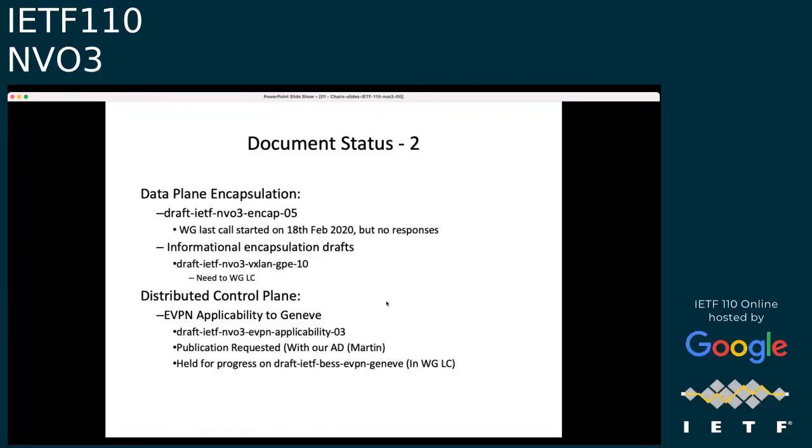We have a draft related to the control plane, which is the applicability of VPN to Genève. That went through working group last call. It's now with Martin. It is held in his queue, waiting for a companion document in the BESS working group that shows the BGP extensions required for Genève. So really we're kind of waiting on the progress of that.